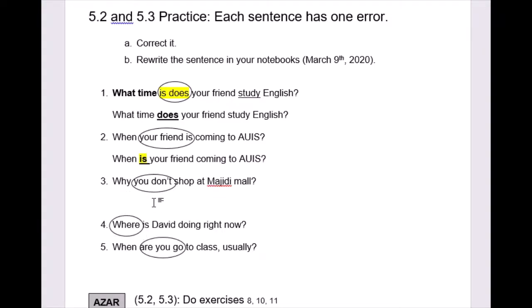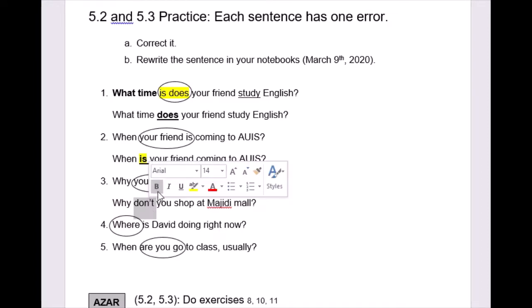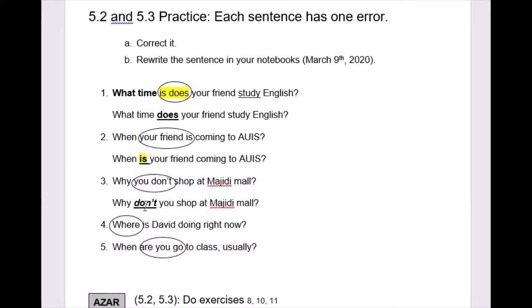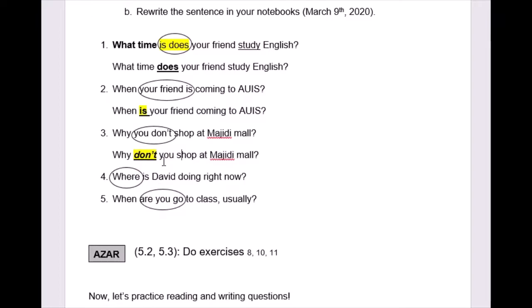Number 3, why you don't shop at Majidi Mall? Why? Okay, I have a negative helper verb, so I still need to do the helper verb first. Okay, why don't you shop? That has to be first. Helper verb is first, before the subject.